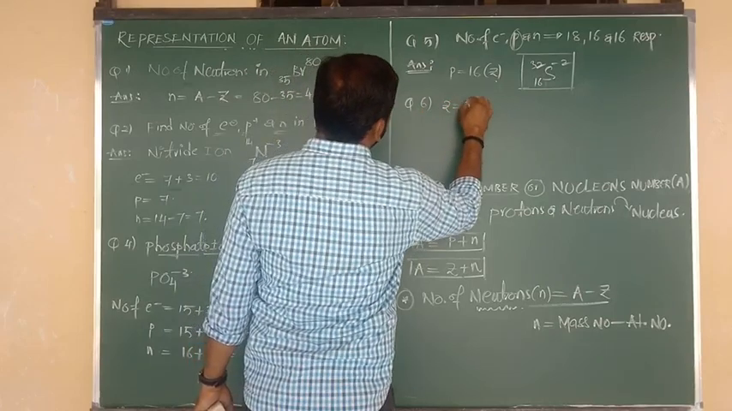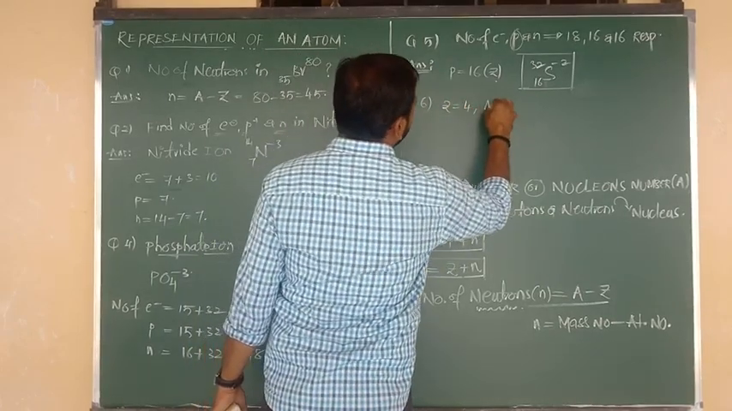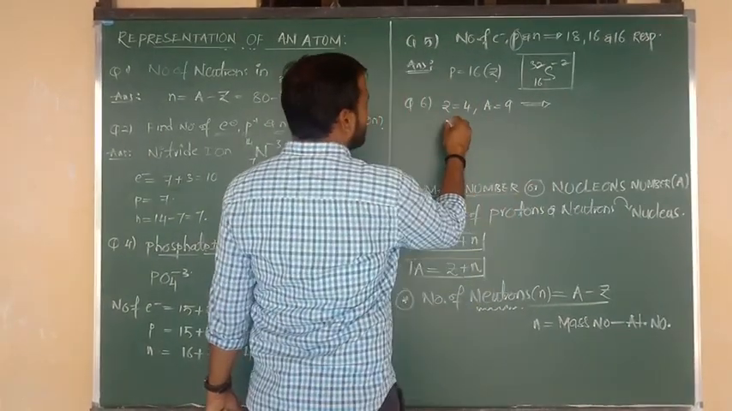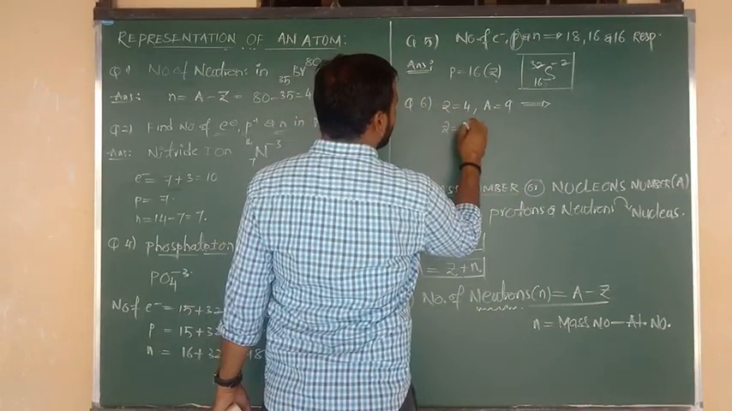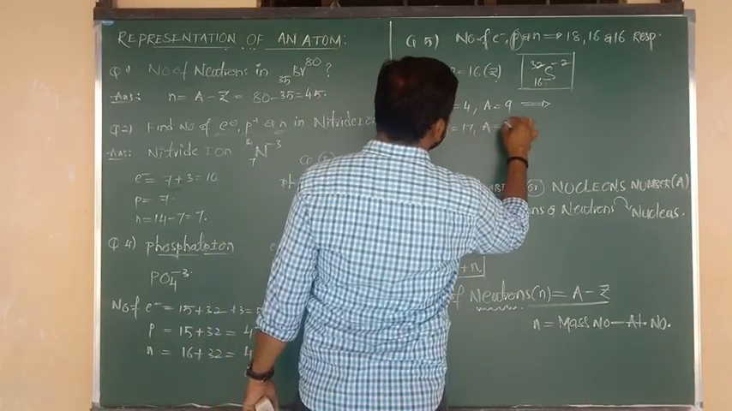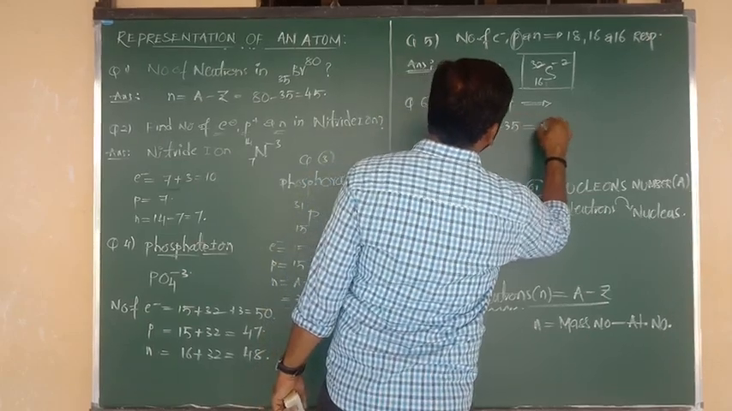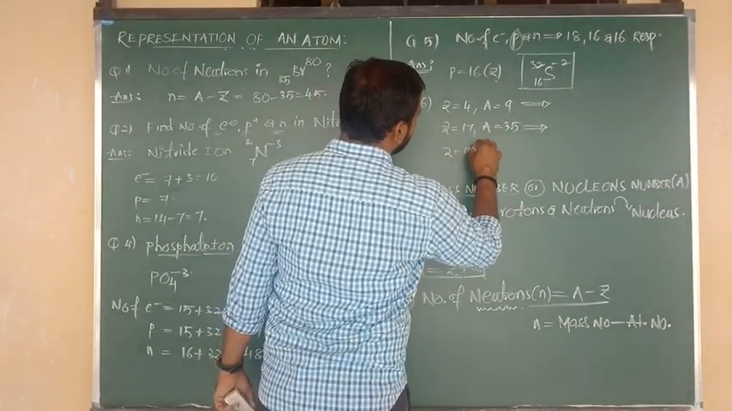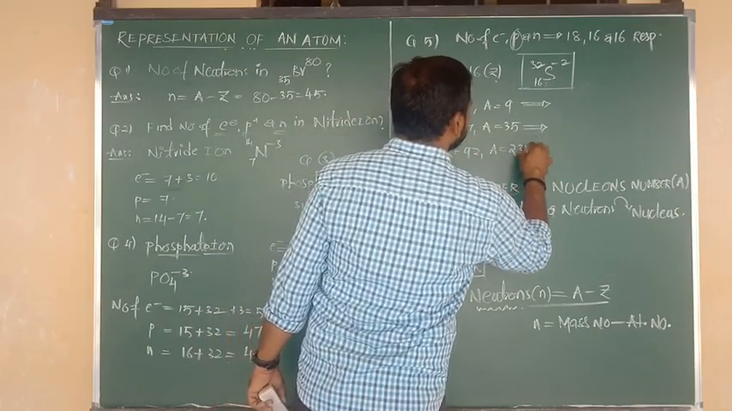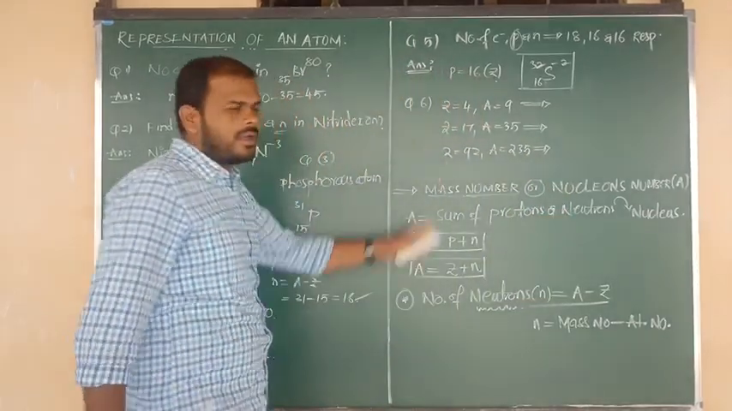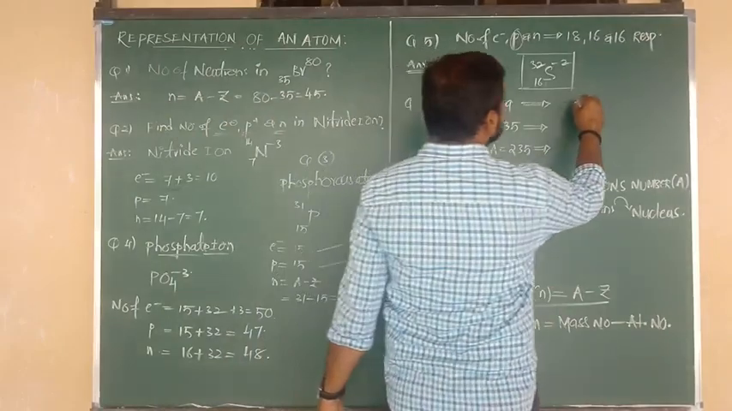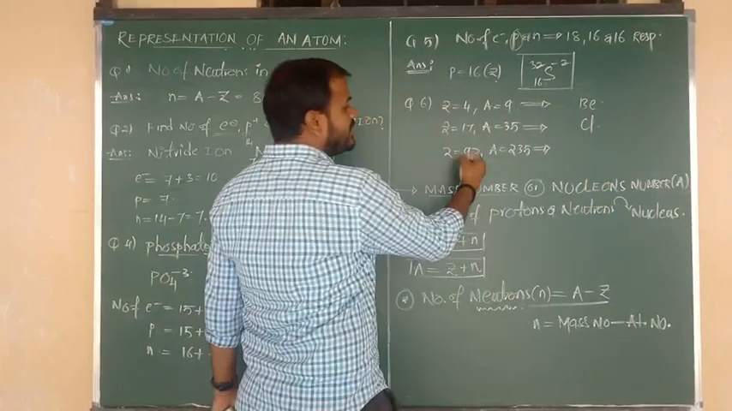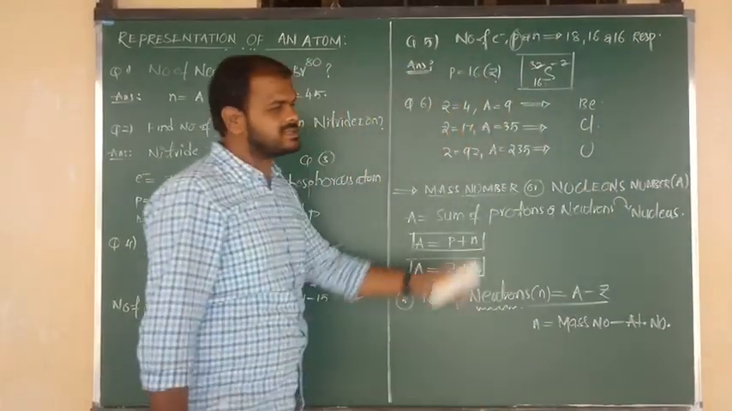Good. And another question I am going to write here. First, suppose they have given Z value 4 and A value 9. Then what will be the symbol of the species? Next, Z value equals 17 and A value nearby 35. Then what will be the symbol? Next, Z value 92 and A value 235. Okay, Z value 4 means atomic number 4, that is beryllium. Z value 17 we can say chlorine. Z value 92 we can say uranium. Such symbols we have to write.